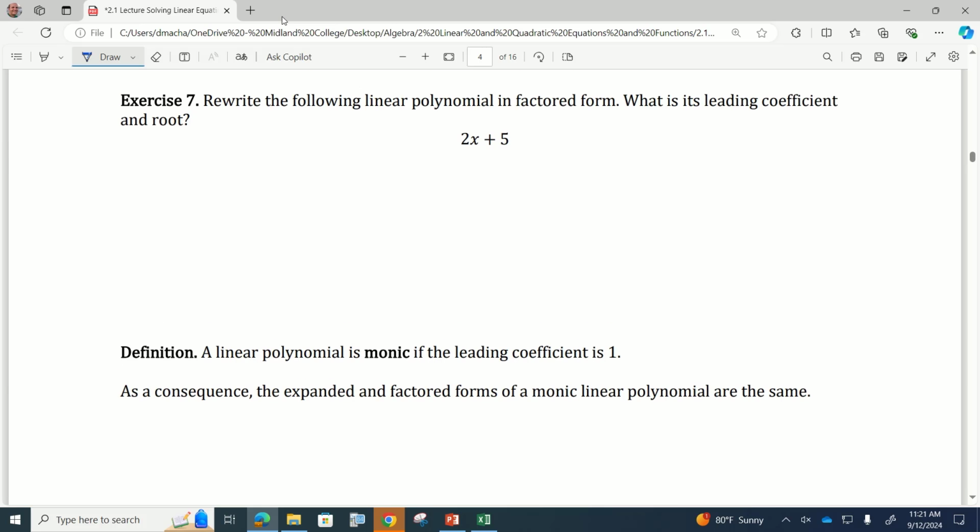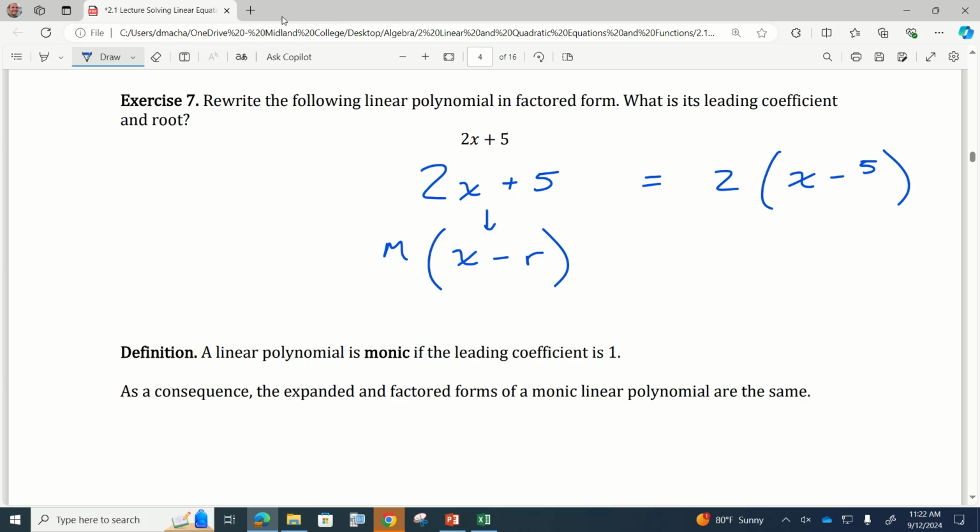Okay, rewrite the following linear polynomial in factored form. So right now I gave you 2x plus 5 in expanded form. If I wanted to rewrite this in the form m times x minus r, how would I rewrite this? 2 times x plus minus 5 over 2. Like that?